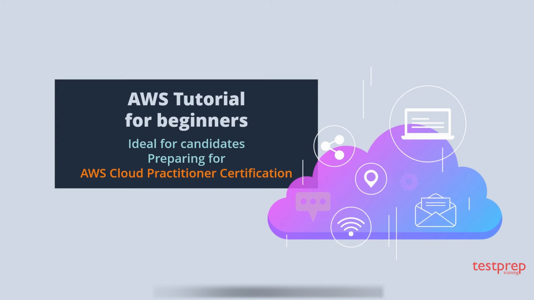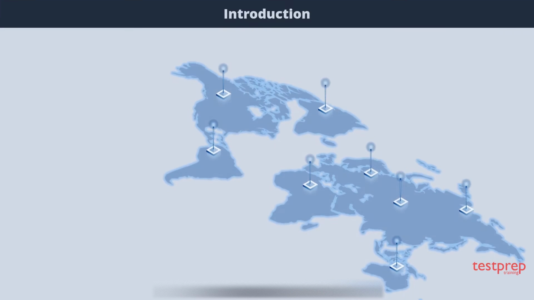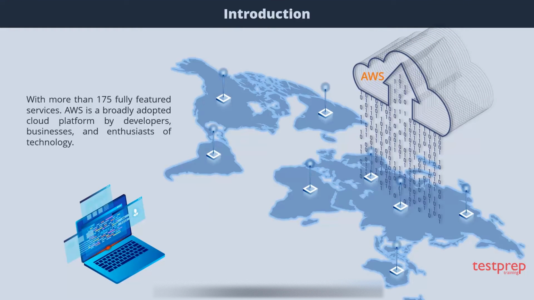Hi, welcome to this beginner's tutorial on AWS. This tutorial is ideal for those who want to get started with AWS, and also ideal for candidates who want to prepare for the Cloud Practitioner Certification exam. Amazon Web Services right now is the most extensive cloud services provider in the world, with more than 175 fully featured services. AWS is a broadly adopted cloud platform by developers, businesses, and enthusiasts of technology.